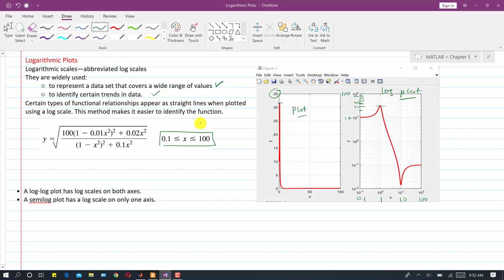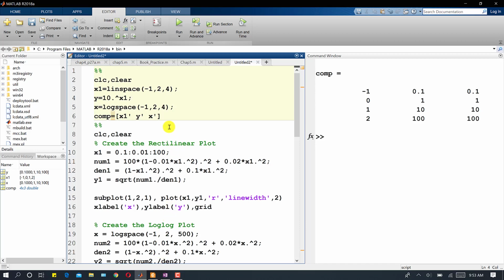Before plotting this function in MATLAB, we will learn the logspace function. As we learned in the previous lesson, the linspace function. We will discuss both of these functions now, in order to plot logarithmic plots as well. So what is the function of logspace? Let's see in MATLAB.